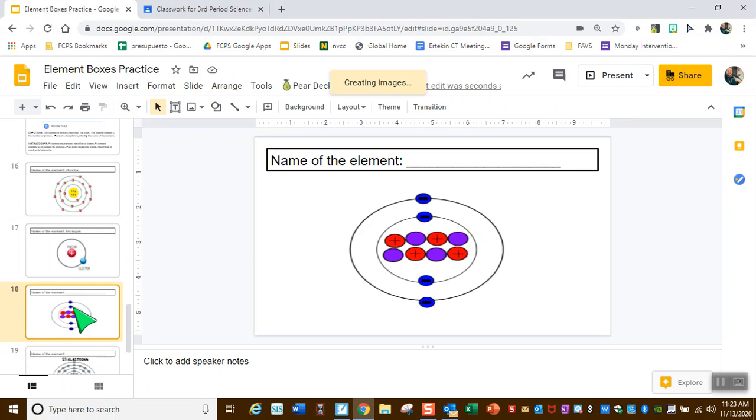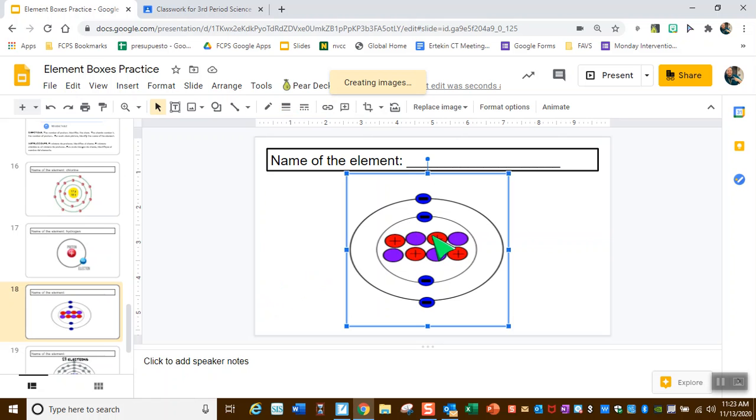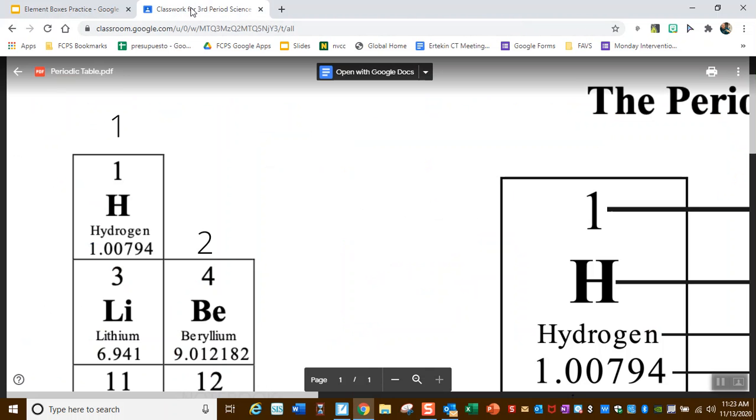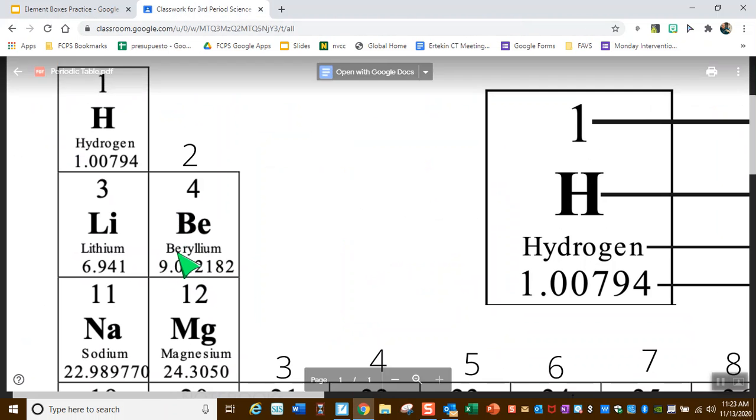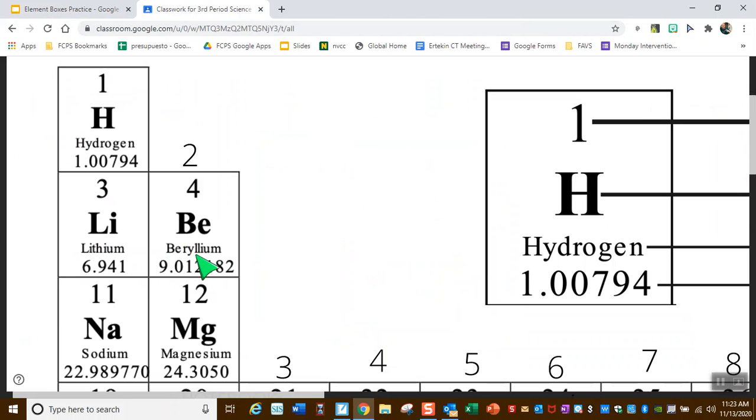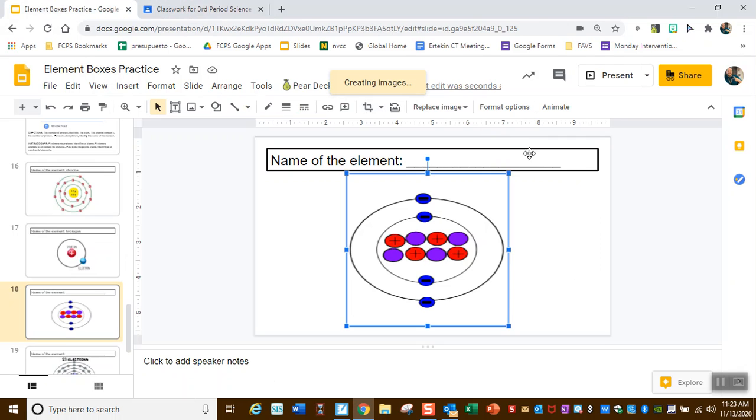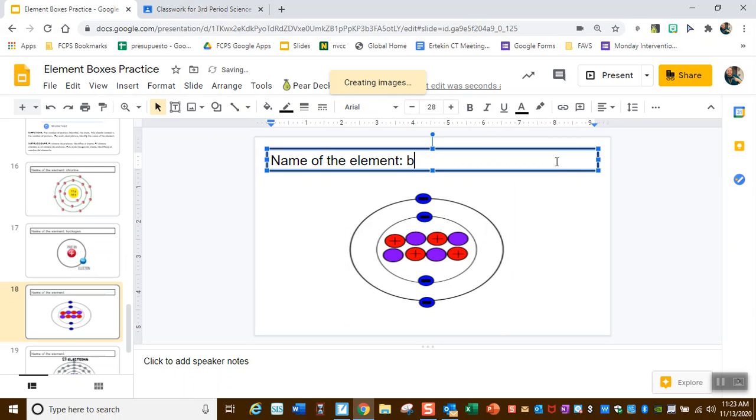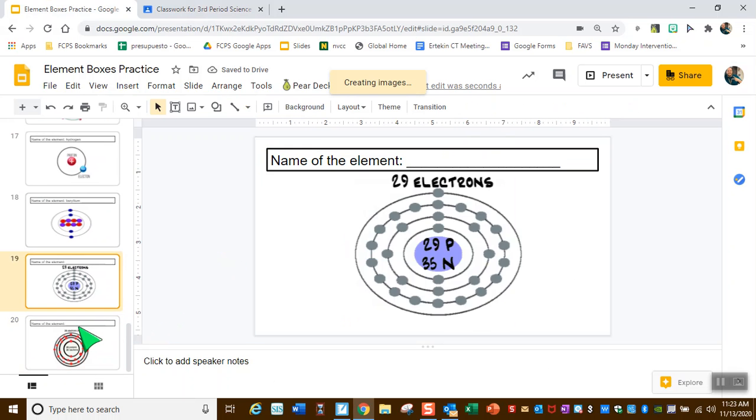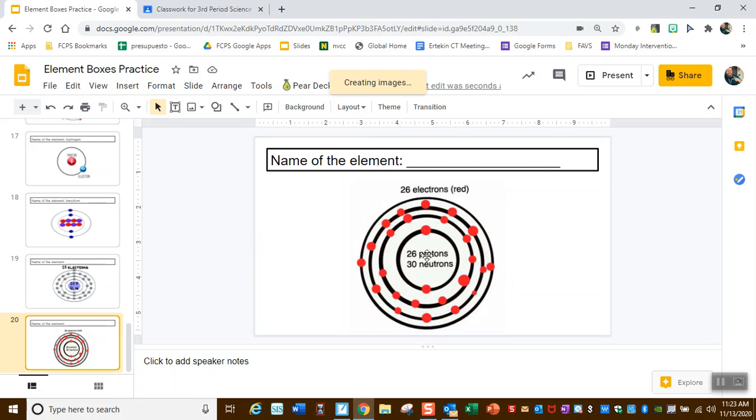Maybe we can do one more. Uno más. Remember, protons have a positive charge. Tiene una carga positiva los protones. So this one has 1, 2, 3, 4 protons. Which one is number 4? Right here, beryllium. Beryllium is number 4. So you are going to write beryllium here. Do these last two by yourself. Which one has 29 protons? Which one has 26 protons?